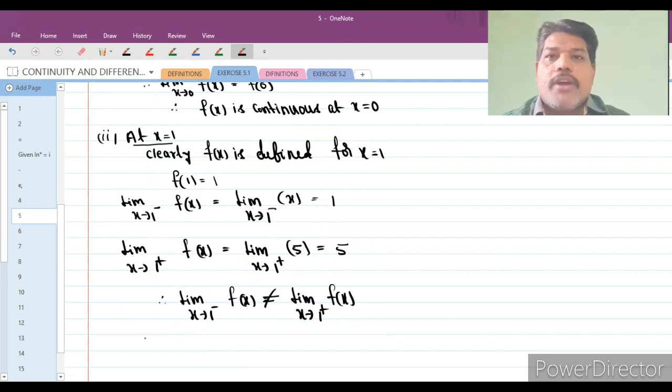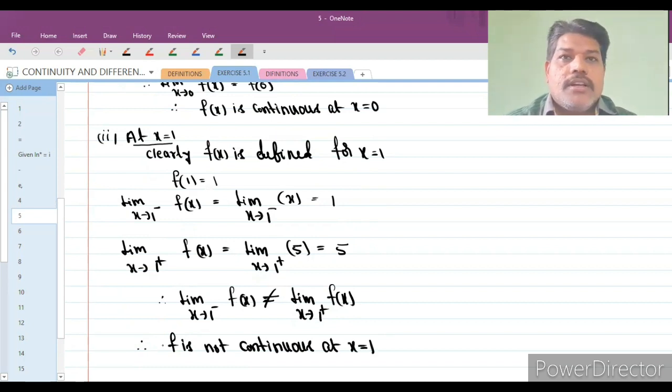Then automatically we can say that f is not continuous at x equal to 1. Why? Because we calculated the left hand limit and the right hand limit. Why? Because the function is defined differently for less than 1 and greater than 1. That's why we calculated the left hand limit and the right hand limit.